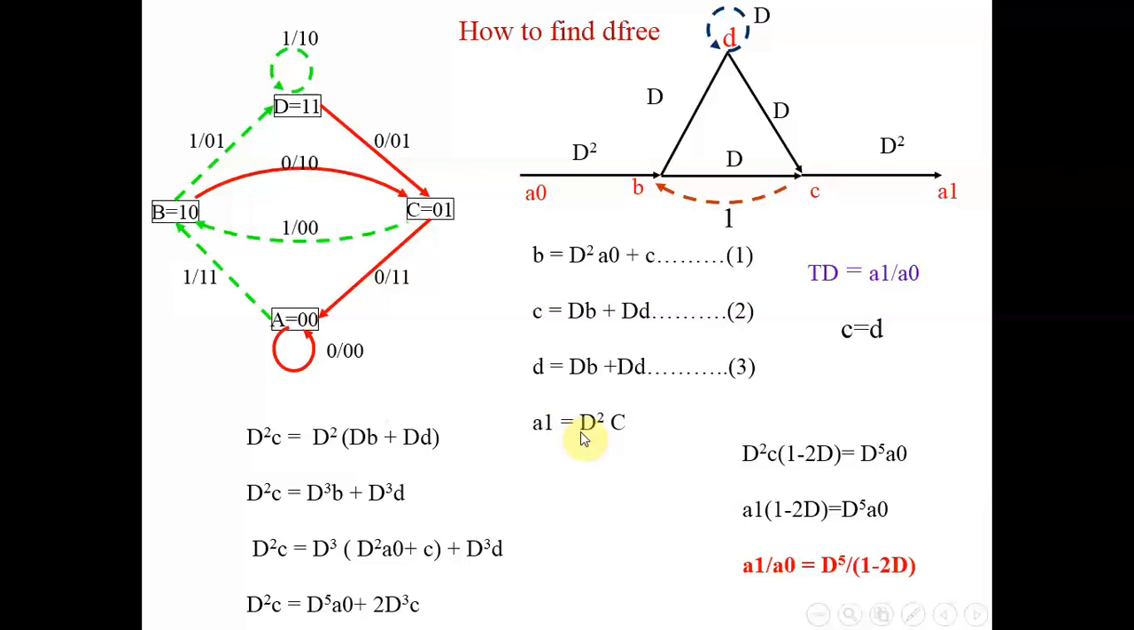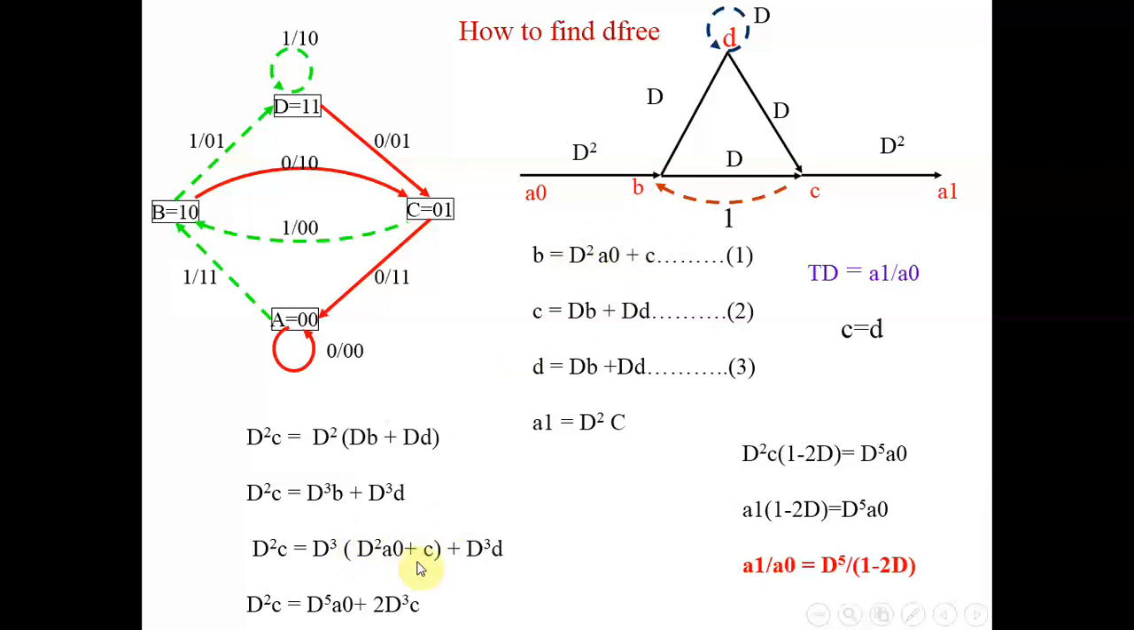So what is a1? d square C. So what is d square C? d square into the value of C, which is db plus dd. So d square into d is d cube. So d cube b plus d cube d. So d square C is d cube into b. What is b? b is from this equation.